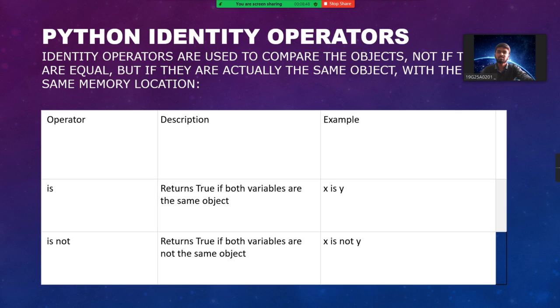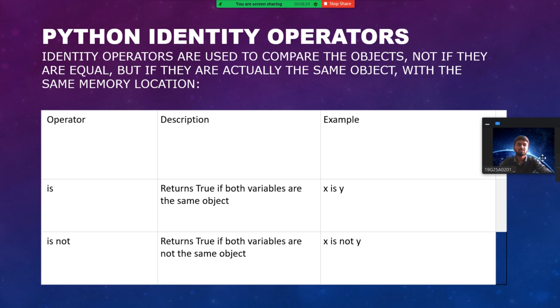And the next one is Python identity operators. The identity operators are used to compare objects, not if they are equal, but if they are actually the same object with the same memory location, like is and is not. I will explain with an example also. x is y, x is not y, like that.